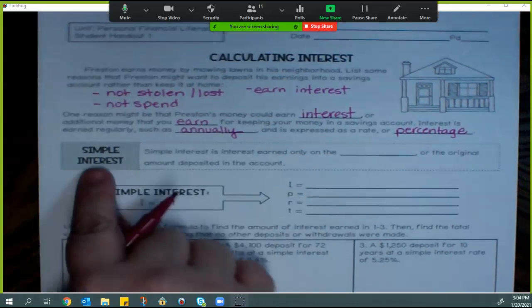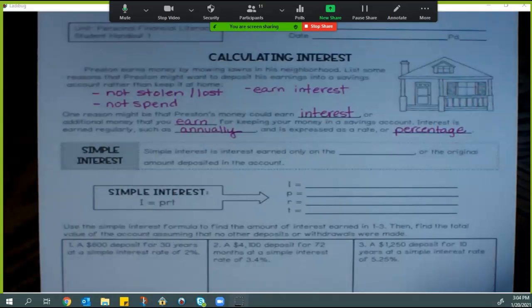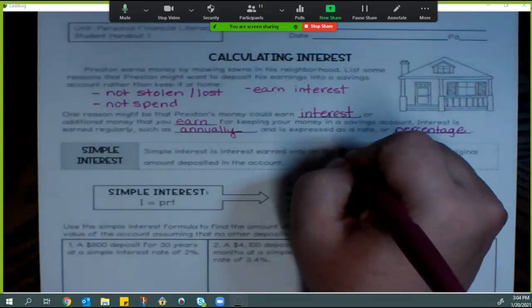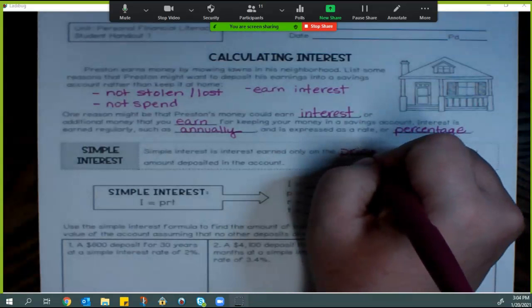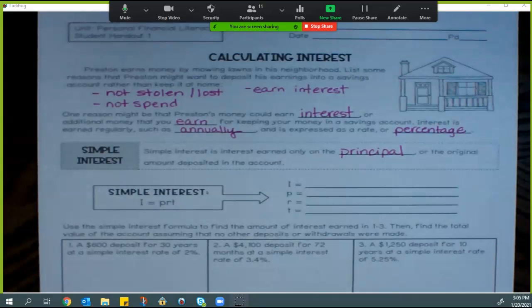So to review back to simple interest from yesterday, simple interest is interest earned only on the principal, or the original amount deposited. So I'm going to earn my interest based on whatever I put in the bank.